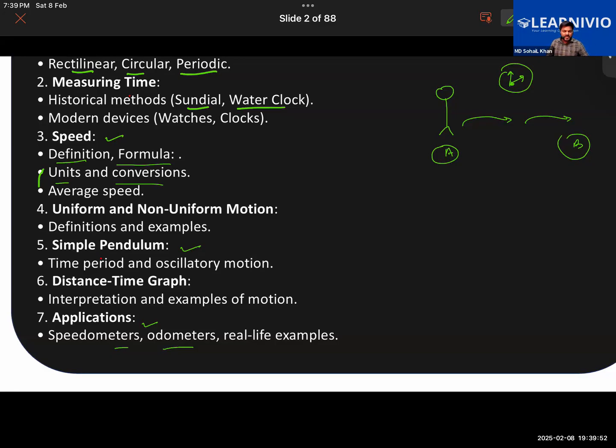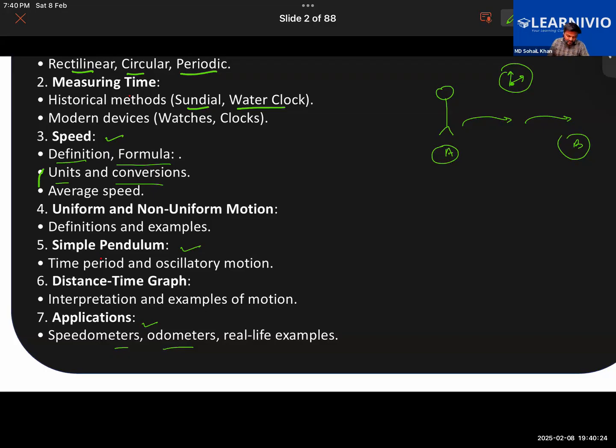Further, we learned about the modern devices used for measurement of time. So we have watches and clocks. Basically, they are of two types: analog and digital. We also learned about the time format, the 24-hour format and the 12-hour format. Further we talked about speed. Speed tells us the rate at which a given body is moving, how fast or how slow an object is moving. We learned how we can calculate that.